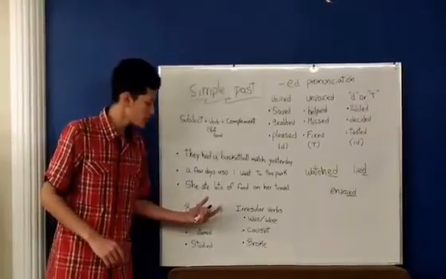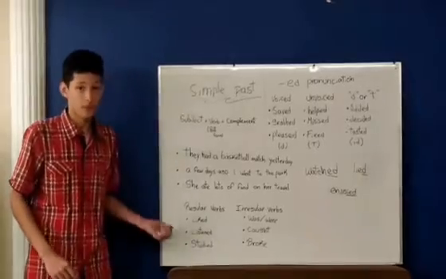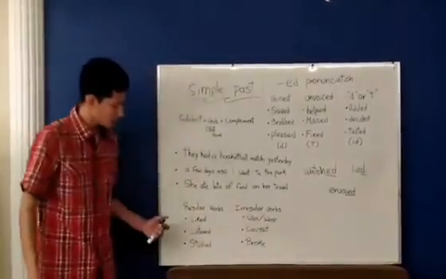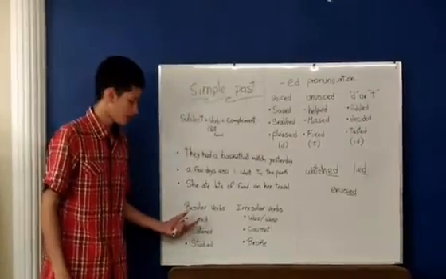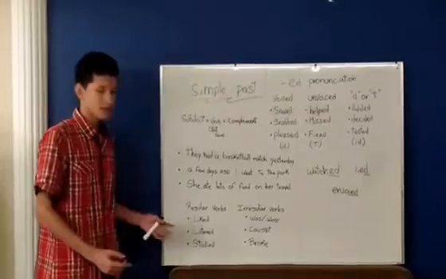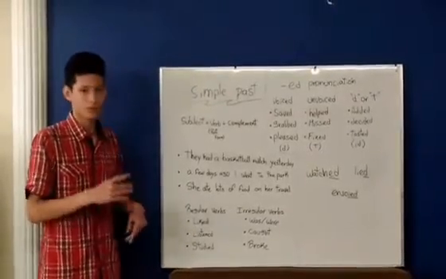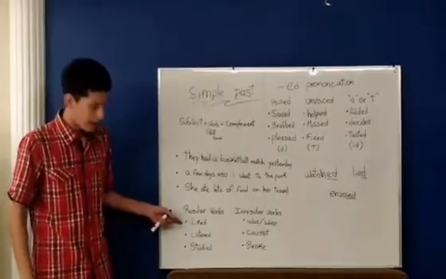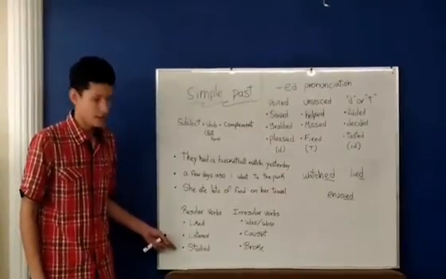Okay, so there are two kinds of verbs: the regular verbs and the irregular verbs. Let's start with these ones. The regular verbs are verbs that are very systematic in how you transform them into the past form, like liked, listened, and studied.